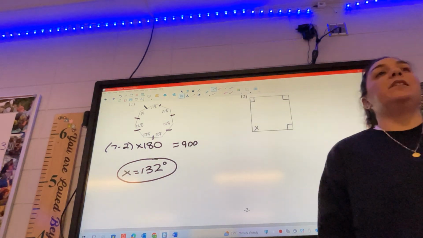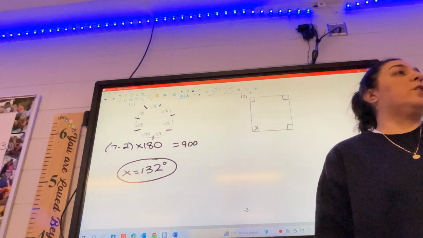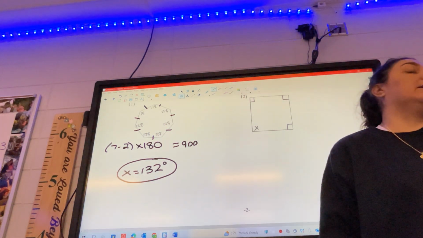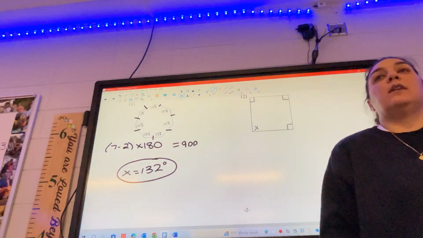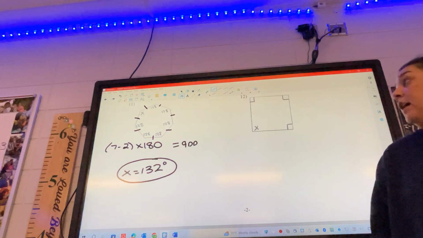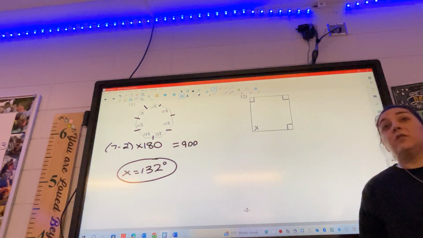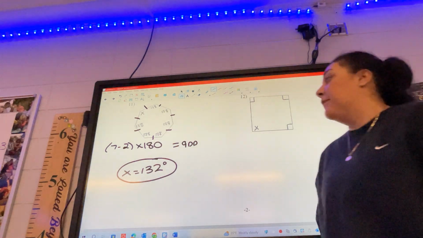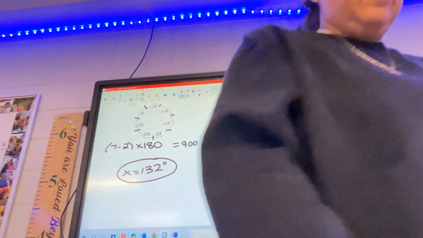Based on the picture, what do you think that maybe you thought your answer was going to be? I had an inkling that it was going to be a certain number. What did you think it was going to be? 128. Okay, I would have thought so too because all the other ones are 128. So I don't know where I got the number from, but it is in fact 132. Okay, so.